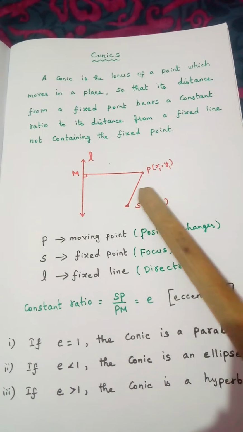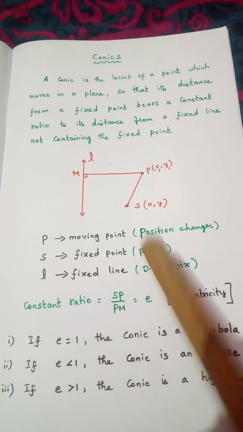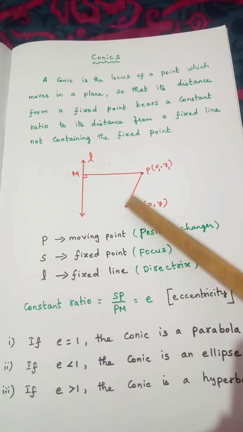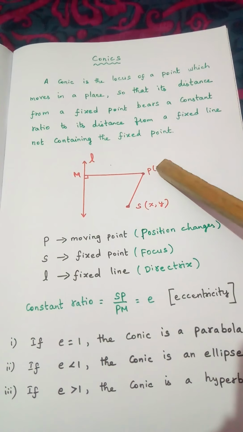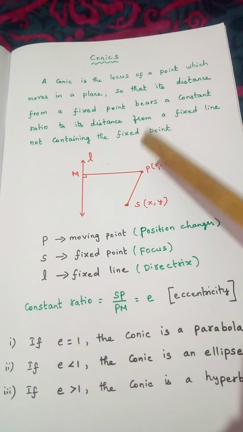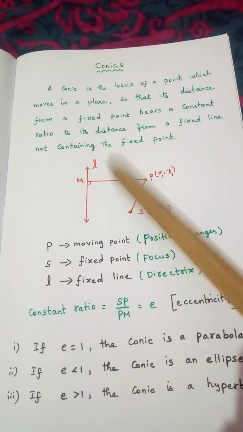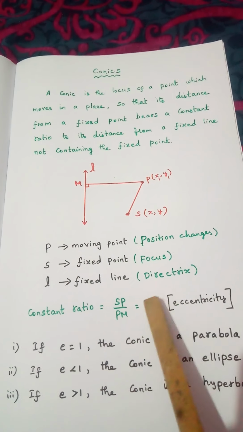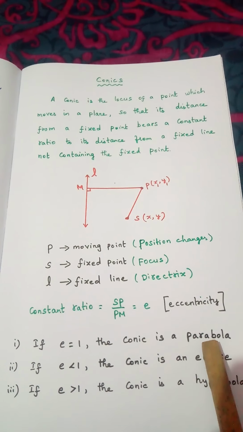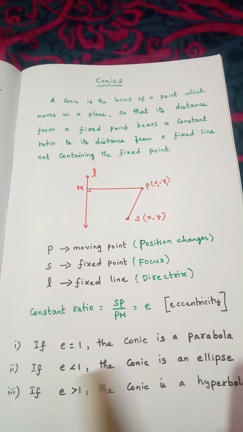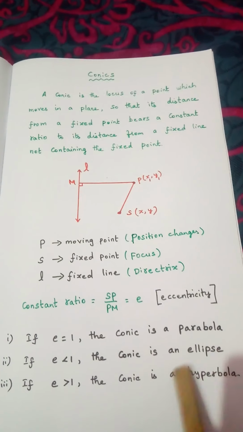What is the condition imposed? We need to find the eccentricity value. How to find the eccentricity value? Divide the distance SP and PM. What is SP? Distance between fixed point and moving point. PM is nothing but distance between moving point and the fixed line. Divide these two distances, and name that value eccentricity. If E is always equal to 1, it is a parabola. If E is lesser than 1, ellipse. If E is greater than 1, the conic obtained is a hyperbola.